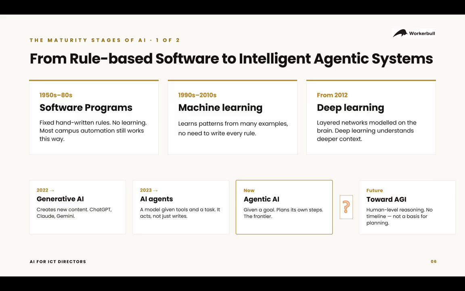And looking ahead, we have the idea of AGI. This is artificial general intelligence, which we believe will have human level reasoning both in digital and physical worlds. But there is no timeline for this because there is still a lot of research that should be done. So it's not something that we can plan around today. What matters is where we are now.